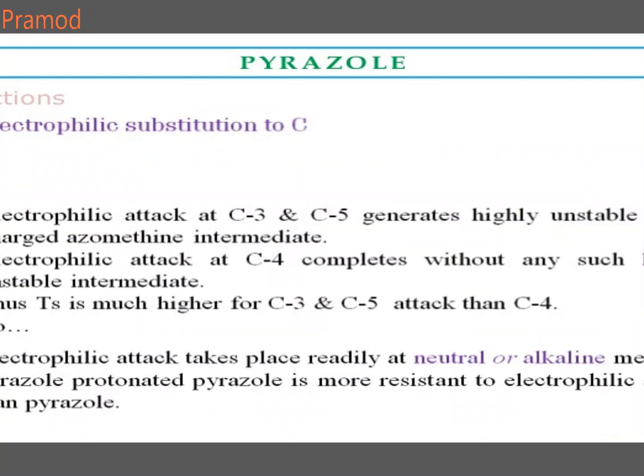Why? Attack at C3 or C5 generates a highly unstable positively charged azomethine ion. Attack at C4 has no such highly unstable intermediate, so there is no such azomethine formation in this case. That's the reason why the attack takes place at C4 rather than at C3, C5.